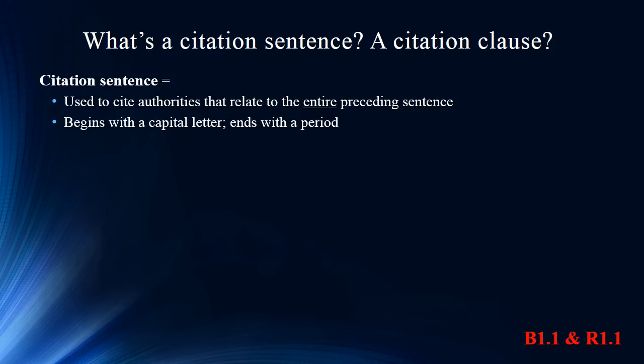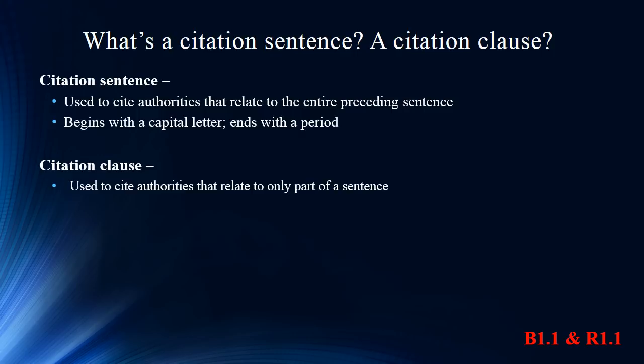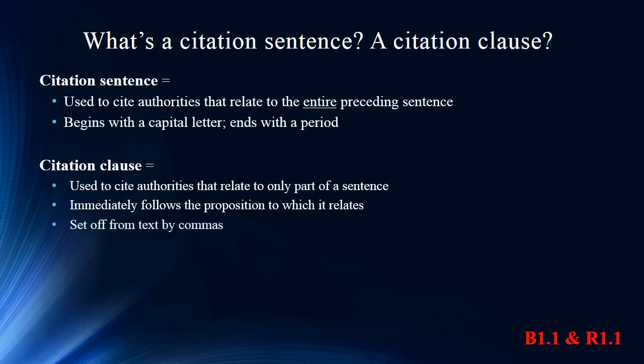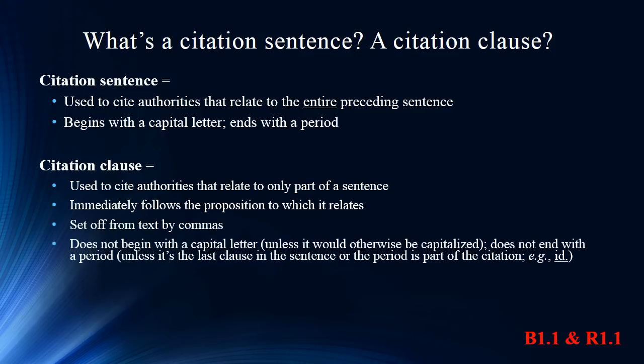A citation clause is most often used when the citation supports only part of the sentence. To avoid confusion, you could set off the citation with commas to make clear which part of the sentence the citation supports. It immediately follows the part of the sentence to which it relates. Characteristics of a citation clause are that it is set off by commas rather than a period, it is not capitalized unless it starts with a word that would otherwise be capitalized, and it does not end with a period unless it is the last clause in the sentence or the period is part of the citation itself, like id.